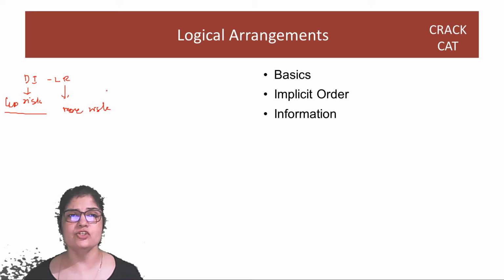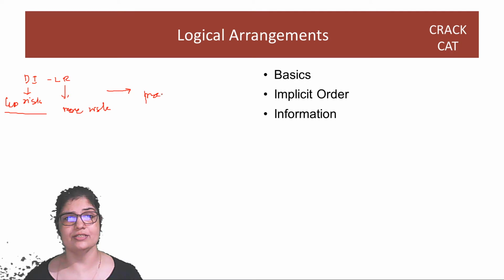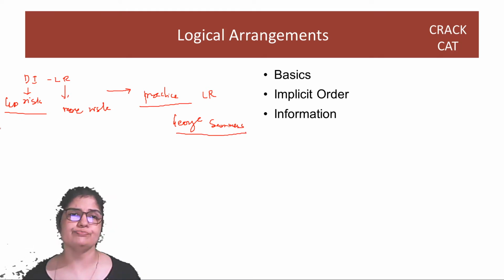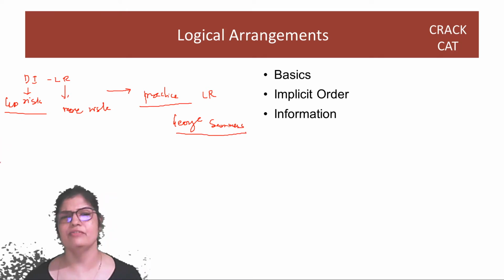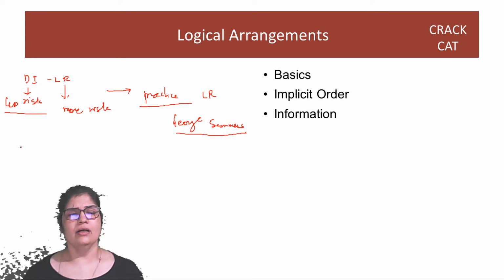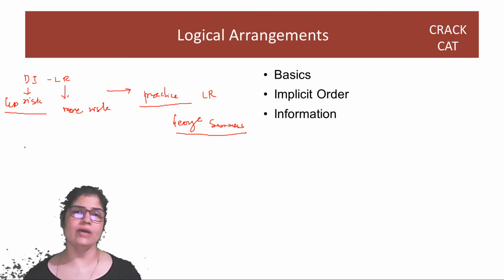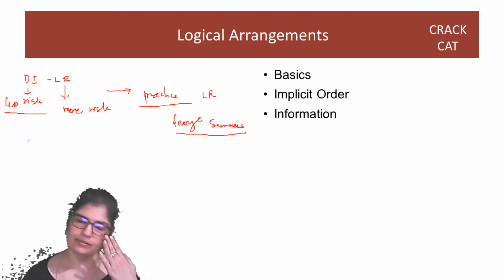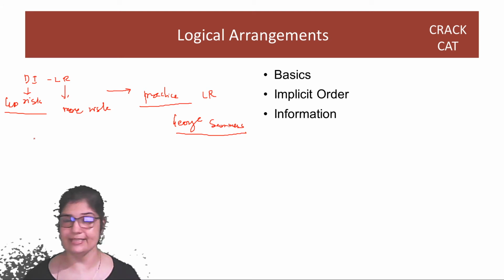And the only way in which you can protect yourself against this is by practicing a lot. So this is one thing, guys, that I will tell you in LR: please practice. George Summers is a good book to practice from. You can find it online on Amazon or Flipkart, one of these places. Please buy George Summers. They have a lot of arrangement questions. Now, we are going to start off with basic arrangements here and then we'll move on to more complicated arrangements in the next session.